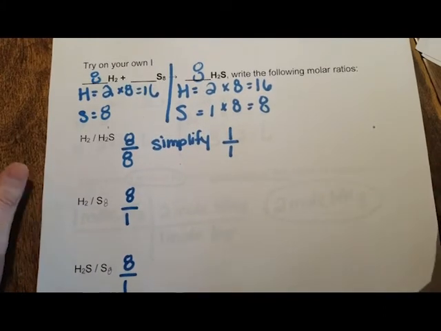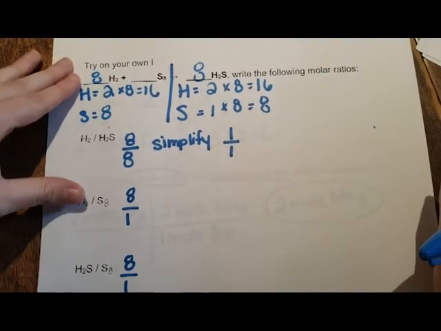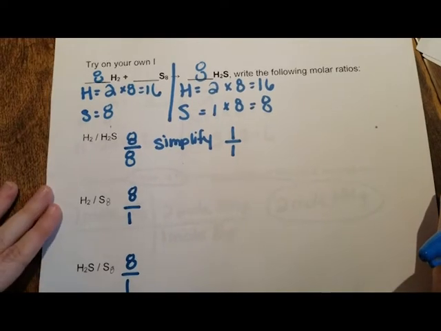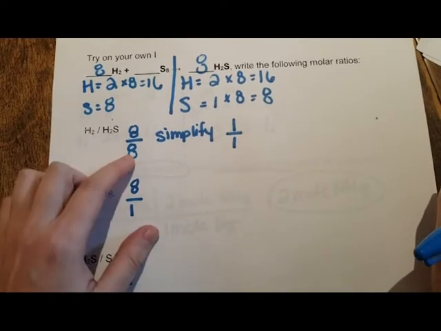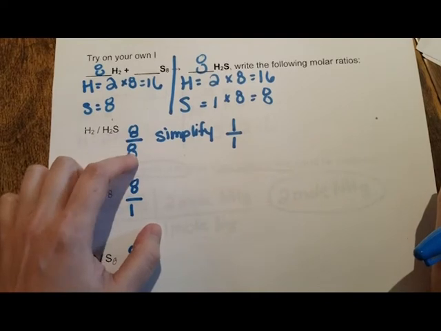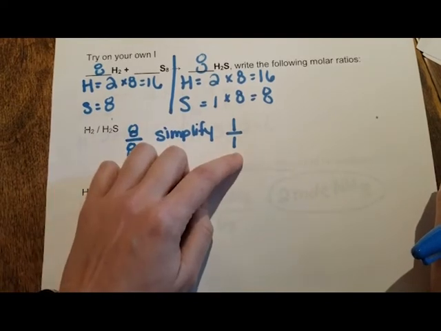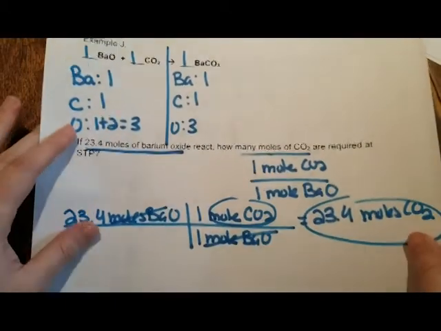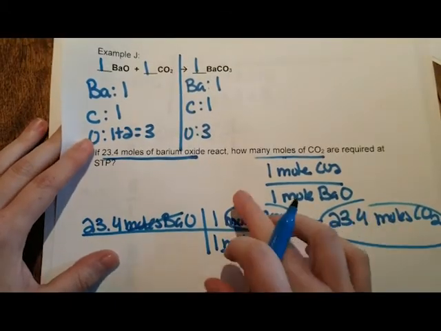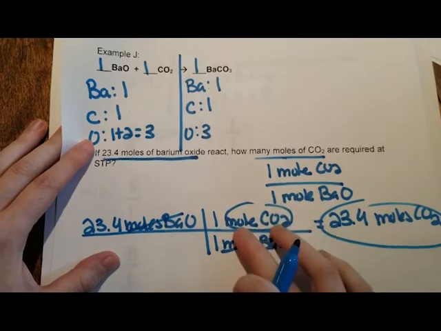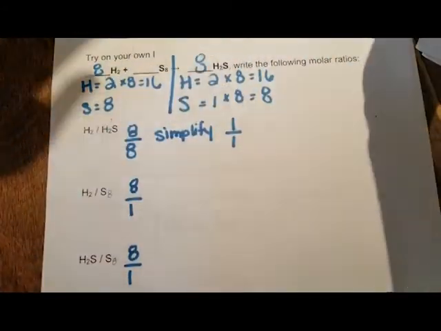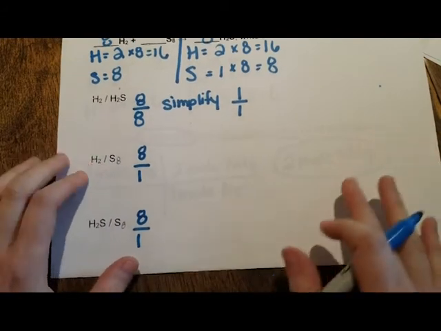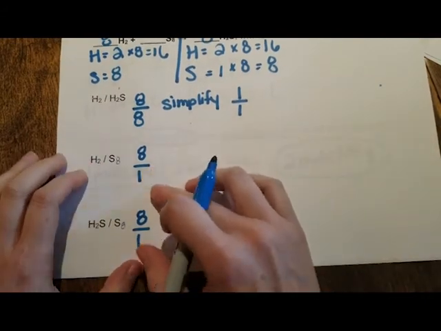Okay, so for try on your own I, this one just required us to balance our chemical equation and then to write the molar ratios. Notice here in the first one, we got an 8 over an 8, and we can simplify that down to 1 to 1. If you didn't simplify it down, it would still give you the right answer, but if you notice when you plug this in, it would just give you much bigger numbers. So if you can, simplify. Then our other two ratios were 8 over 1.